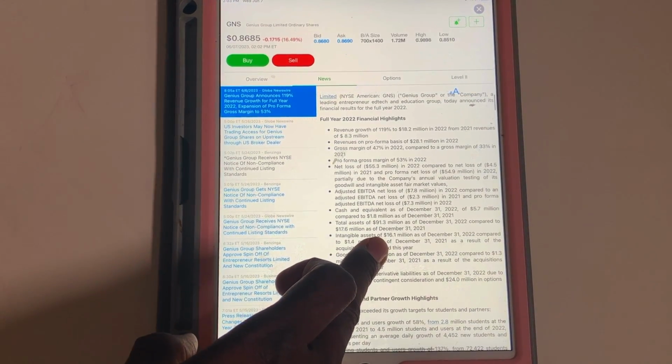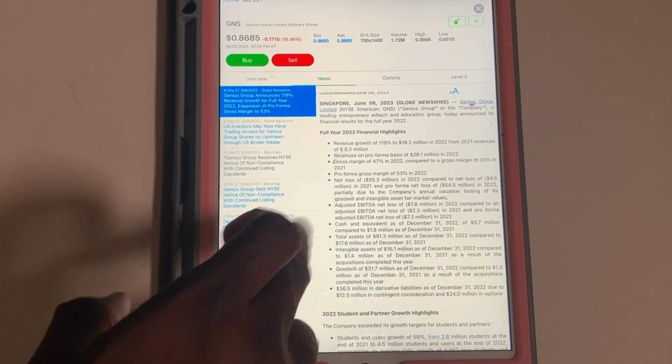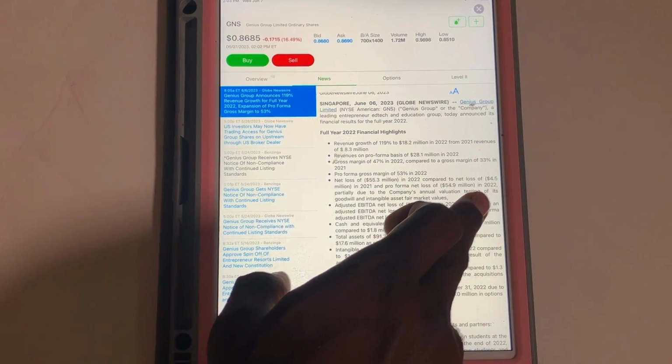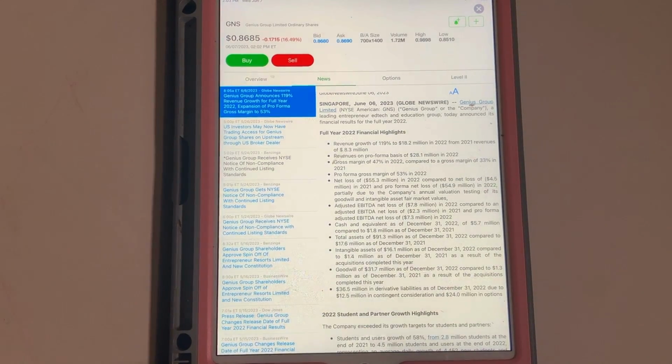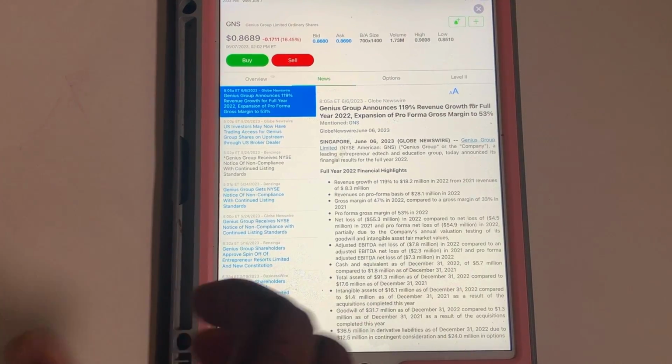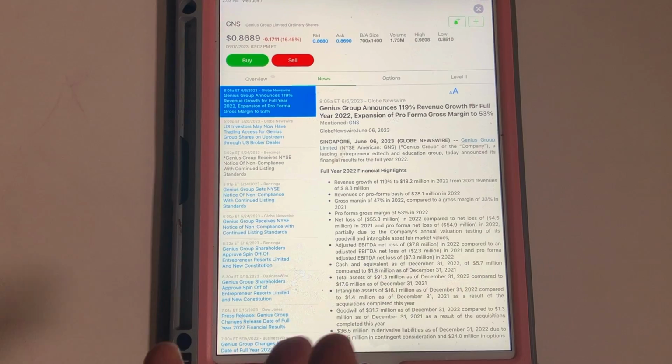This might be the reason. They had a net loss of $55.3 million in 2022 compared to a net loss of $4.5 million in 2021. So basically, this stock, the losses are increasing. Even though the revenue is growing, losses are increasing. So that is not good. That's probably why the stock is not moving. Because if this was good news, this stock should have probably been at $1, $2, or $3 by now.